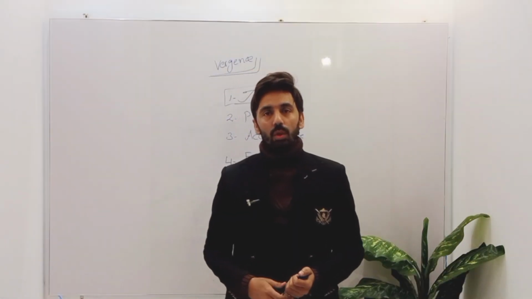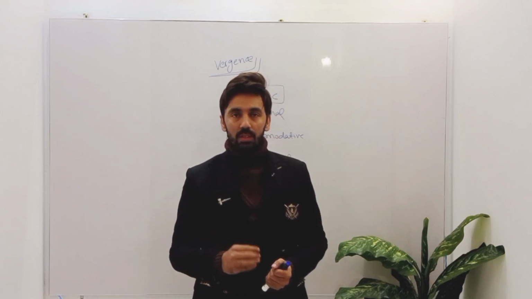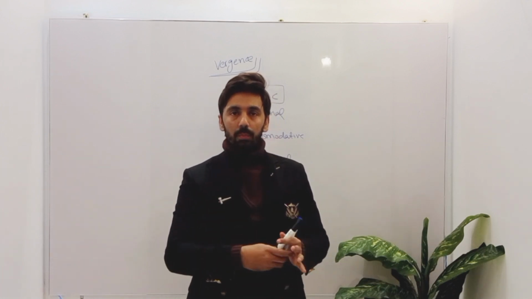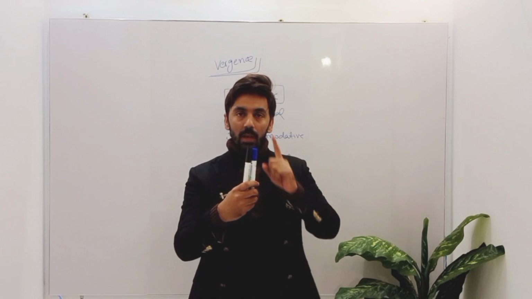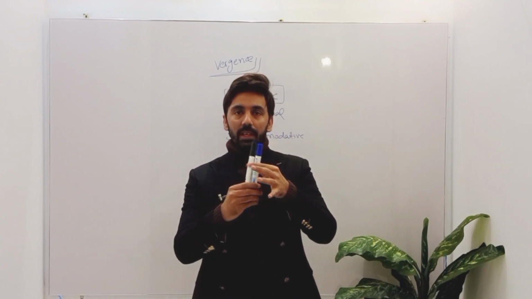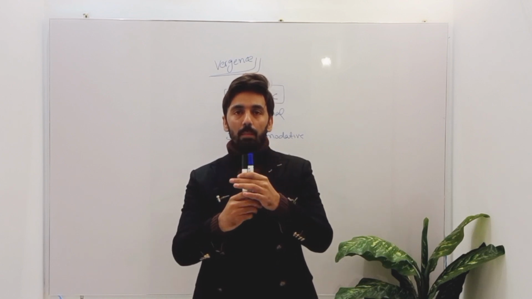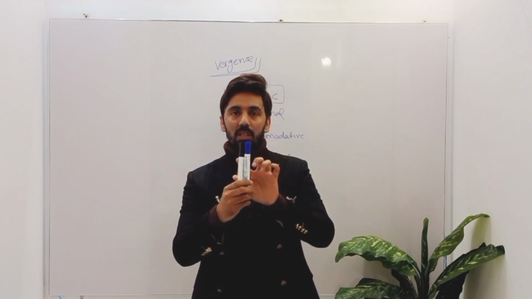Now, the second one is called the proximal convergence. Proximal convergence is that type of convergence. Suppose I'm looking at you, but I have some markers in my hand. My target is you people, right? But still I can see these markers. I know that this is a blue marker and this is a black marker. I'm looking at you, but still I can see these markers.